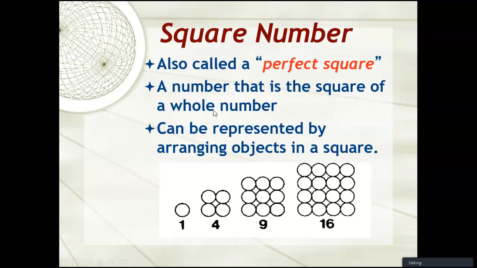Okay. These can be rearranged. So if you look at the examples, you have 1, 4, 9, 16. 4 represents 2 times 2. 9 is like 3 times 3. And 16 is 4 times 4. So again, you can see how the perfect squares make square areas that represent their values squared.